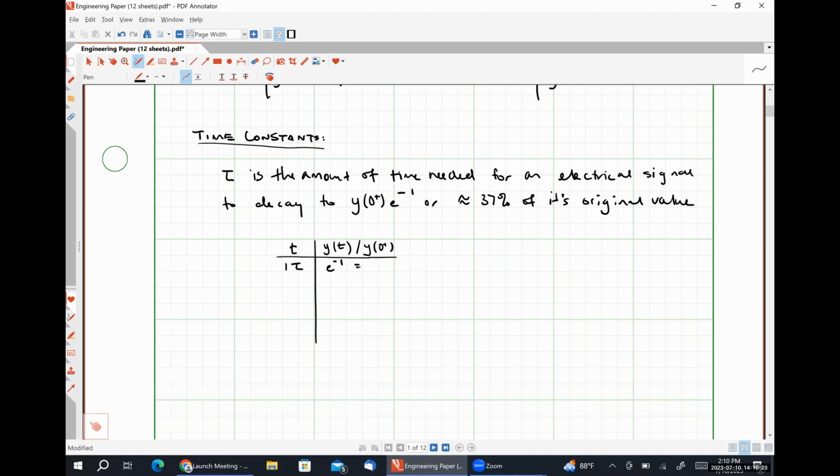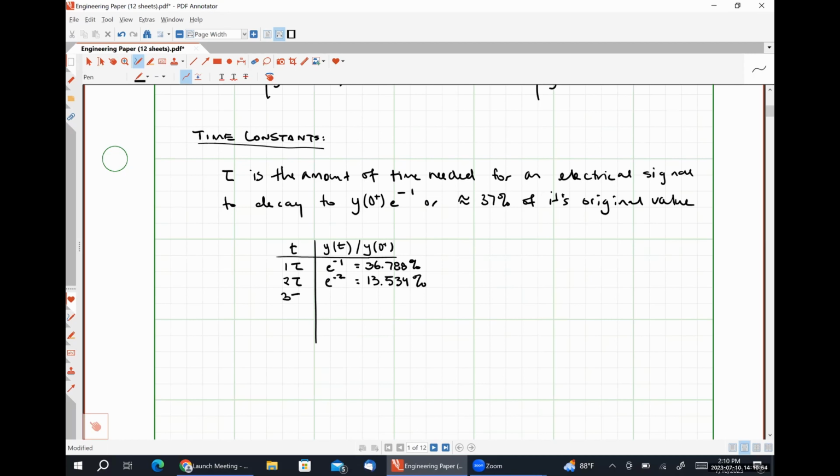36.788%. Okay. In 2 time constants, it'll decay to e to the minus 2, which is 13.534% of its original value.